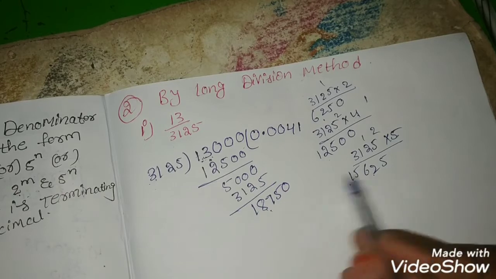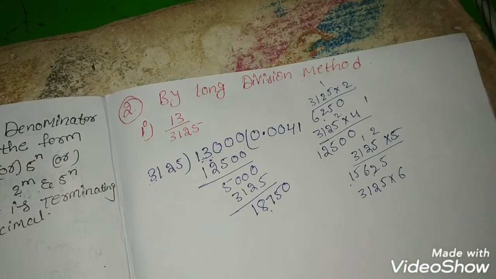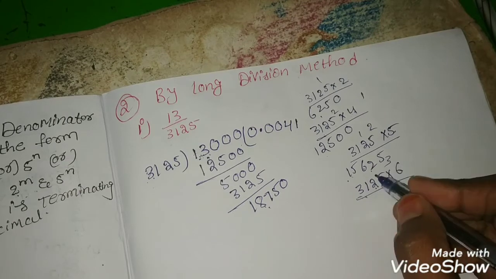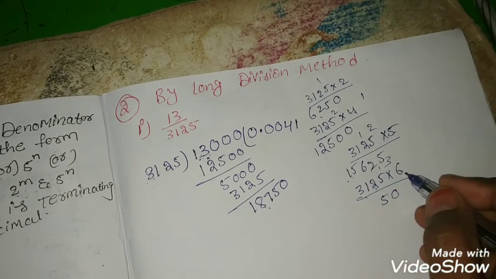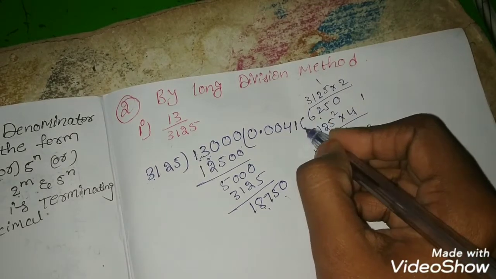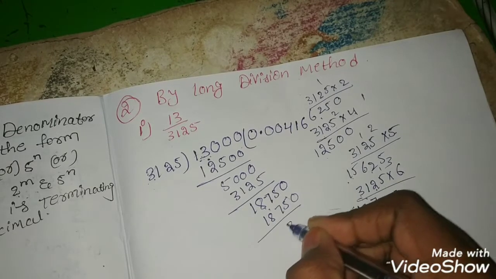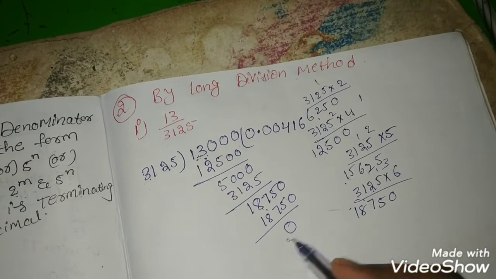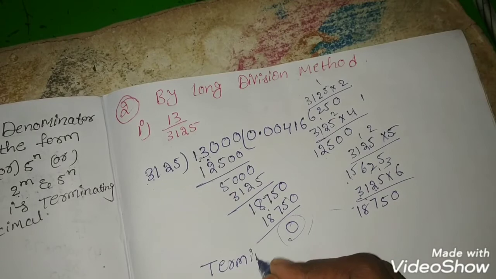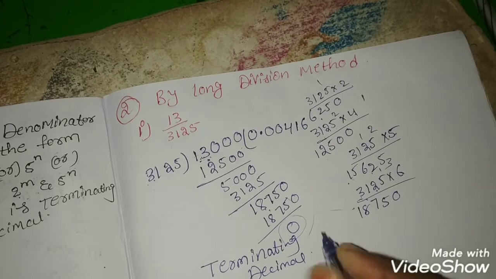15,000. No, this does not match. So let's check for 6. 6 5s are 30. 6 2s are 12, 15. 1 remaining. 6 1s are 6 plus 1, 7. 6 3s are 18. See, this matches. So absolutely we get 3125 6s are 18750. Then you solve. The remainder is 0. So of course we can say this is a terminating decimal. Like that we have to do.